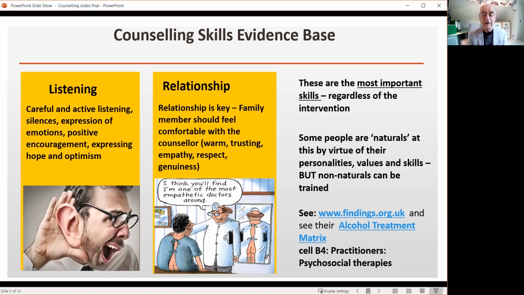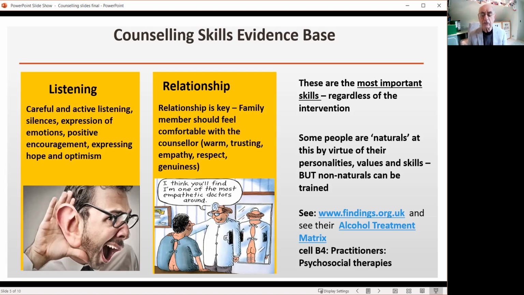Now, the research on effective counselling over the past 65 plus years has demonstrated that these two sets of competencies, listening and relationship, are the most important sets of skills for a counsellor, irrespective of the intervention, irrespective of the theoretical orientation of that counselling. And research has also shown that some people are naturally good at demonstrating these things, natural by virtue of their personalities and their values and the skills that they have acquired through living their lives. But research has also shown that these skills can be taught, that non-naturals can be trained to demonstrate these competencies.